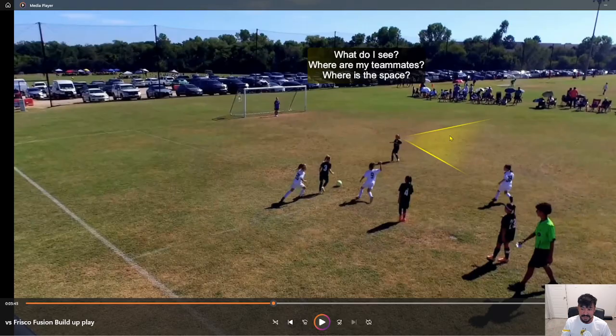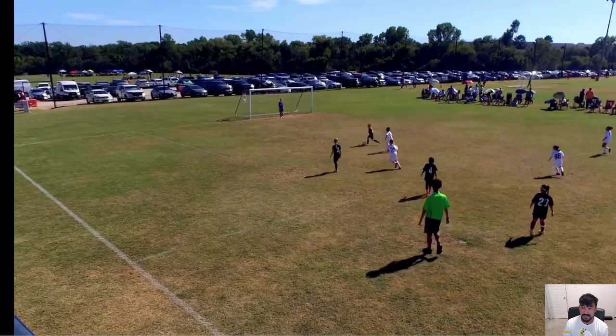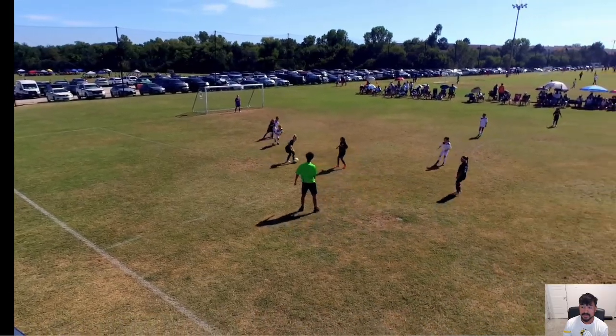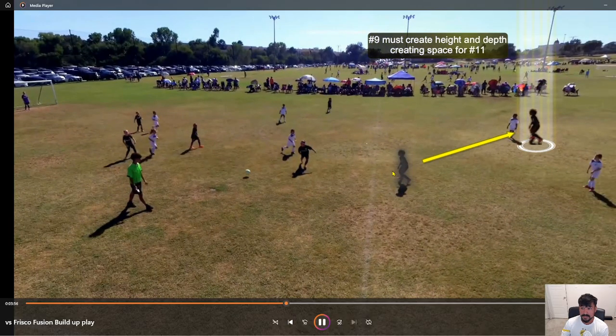Okay, so look what happens here. Boom. Good layoff. Splits them. Boom. Right back to her. Melanie understands to back off. So here's the other thing. Look. Number 9 must create height and depth, creating space for the number 11, which is Tegan at this moment. Right? Because look at all that. Look at all this that she can go into. And then Chandler's in a dangerous area.